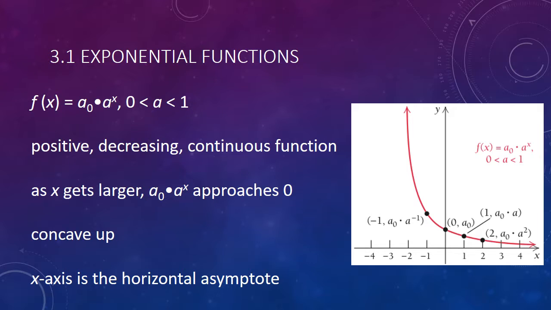When a is a number between 0 and 1, it's positive, it's decreasing and continuous. It is concave up. So again, the second derivative will be positive. And as x gets larger, the function approaches 0. The x-axis is again the horizontal asymptote.